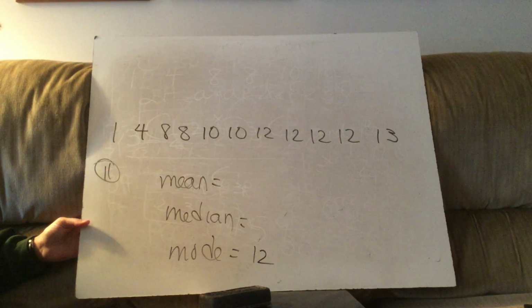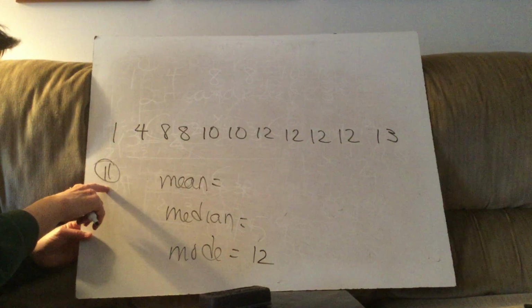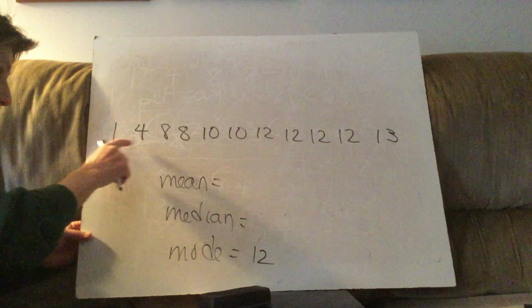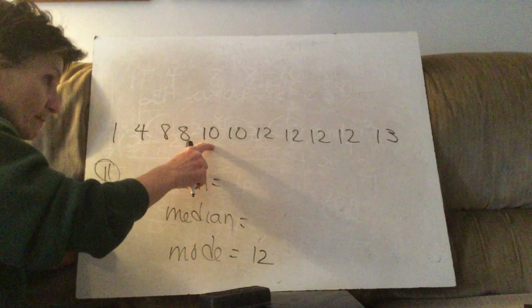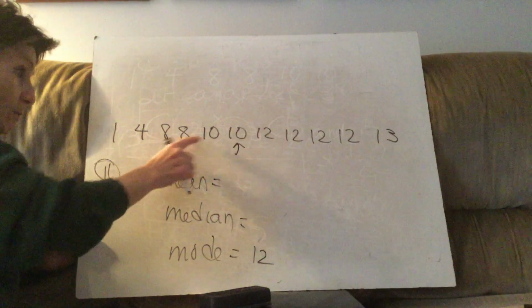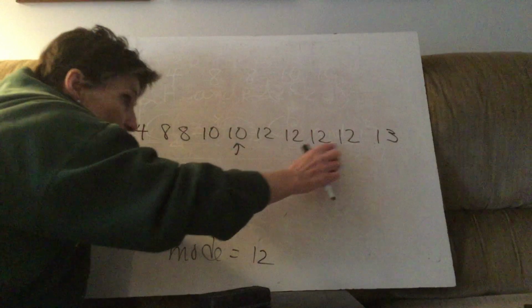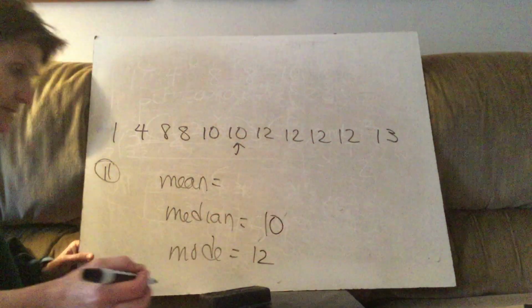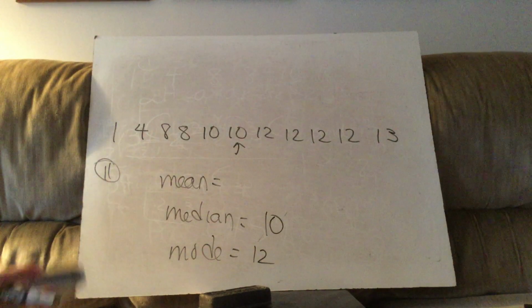Now, the median's the one right in the middle. Now, there's 11, so I'm going to count. It's going to be the 6th number in the list. So 1, 2, 3, 4, 5, 6. So this guy, 1, 2, 3, 4, 5 from this end, and 1, 2, 3, 4, 5 from this end. So he's the one right in the middle. So the median is 10.